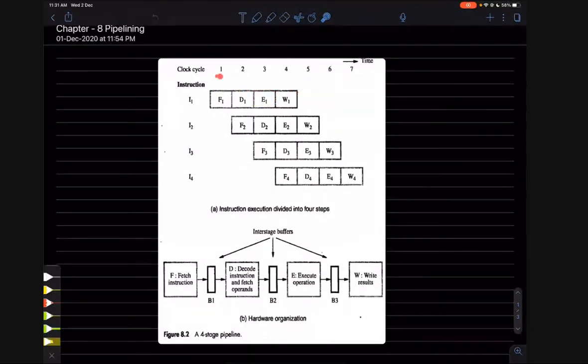That's why you can see clock cycle 1, fetch is over. In clock cycle 2, the fetch unit is free, so we can fetch the second instruction. In clock cycle 3, the first instruction is executing, and the second instruction can decode, because decode is already freed by instruction number 1. So this is how we will continue with our pipelining.